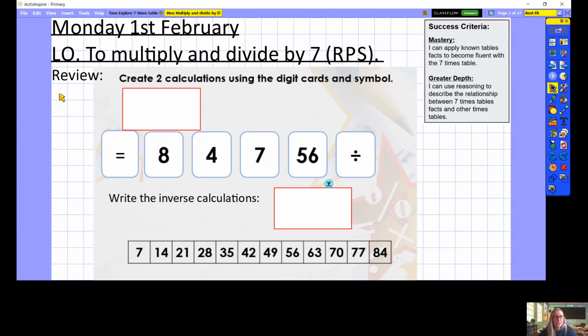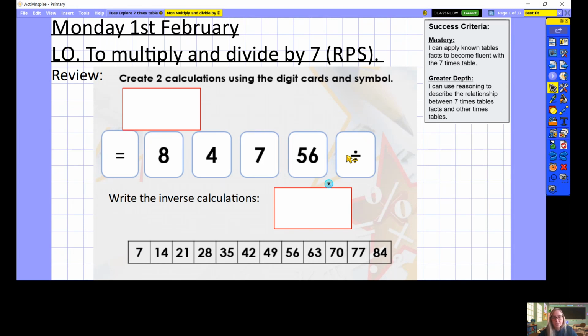So let's review what we did from Friday last week, and I want you to create 2 calculations using the digit cards and symbols below. So we've got equals, 8, 4, 7, 56, and divide. So we're going to be dividing today to create 2 calculations. So pause the video and then have a go at this question. Write the inverse calculations as well to the ones you create, and if you need to, use the number tracks at the bottom, there are the 7 times table to help you. Pause the video while you have a go.